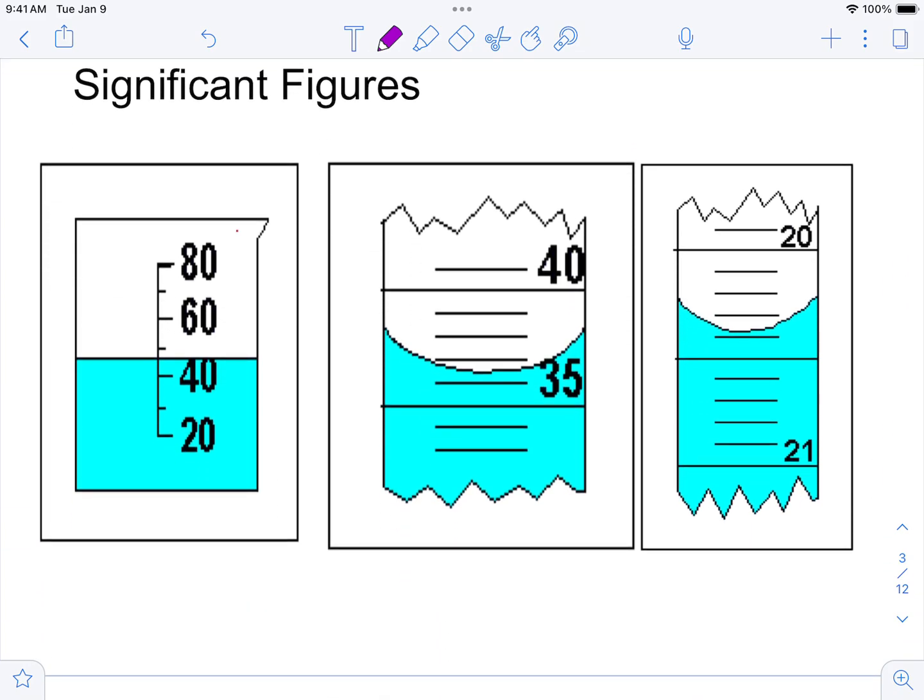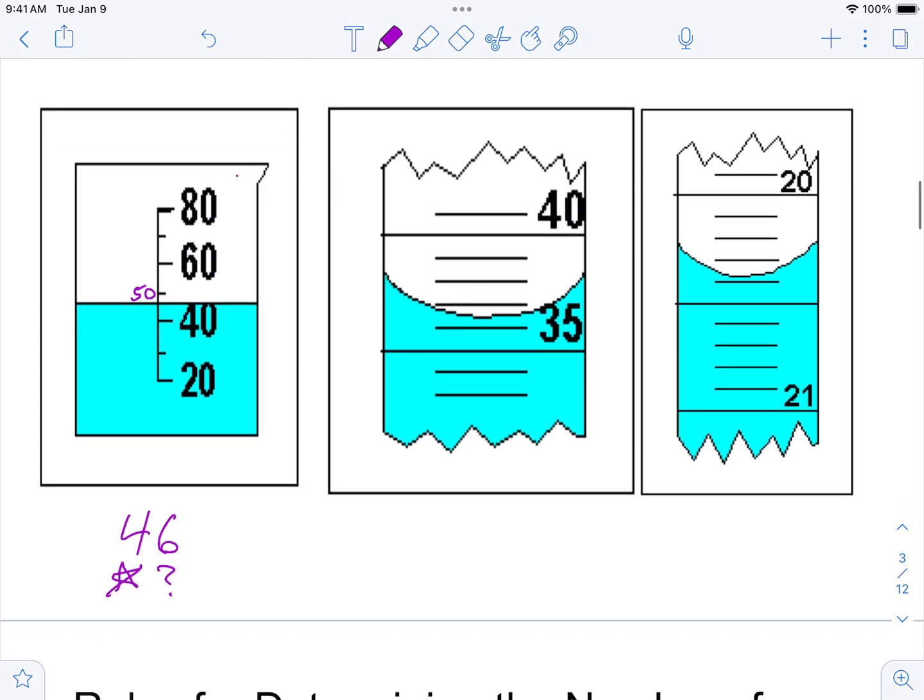Here is a volume example. So on the left, we have a beaker. In the middle, we have a graduated cylinder. And then on the right, we have a burette, all measuring volume. So if we look at the beaker example on the left, it looks like this number here would be a 50, that little line. So without a doubt, we can agree that it's between 40 and 50. So it's 40 something. So maybe you would say it's 46. You cannot argue the 4. That is your estimate. That has two significant figures.